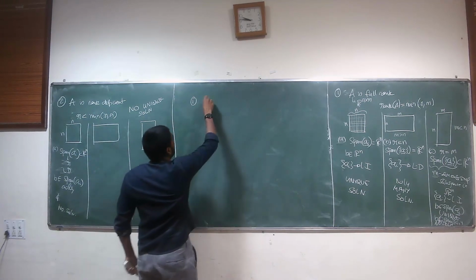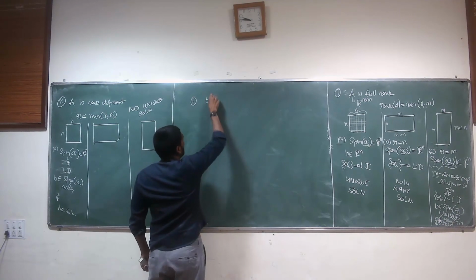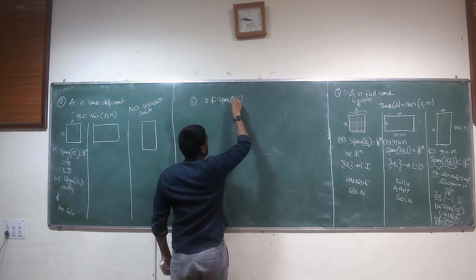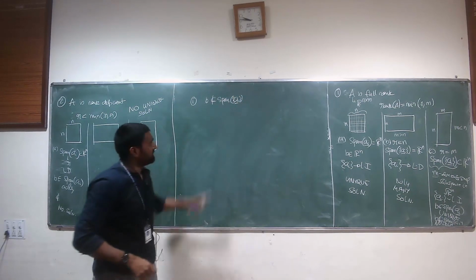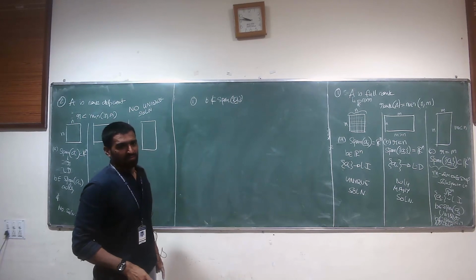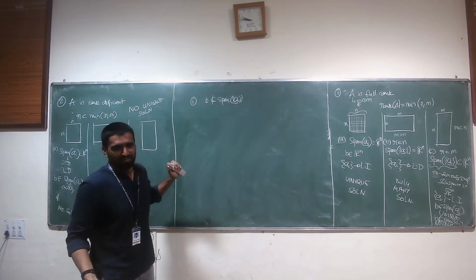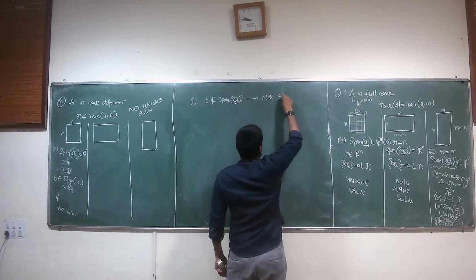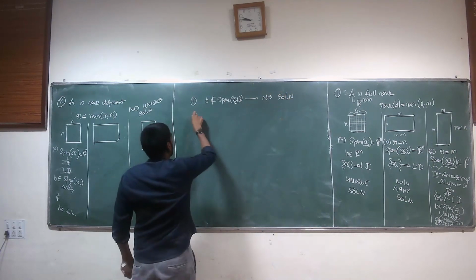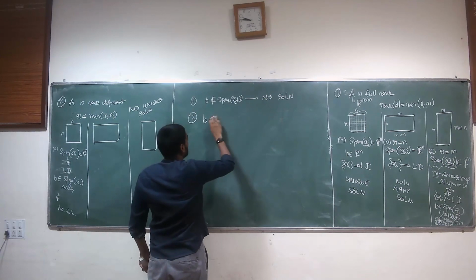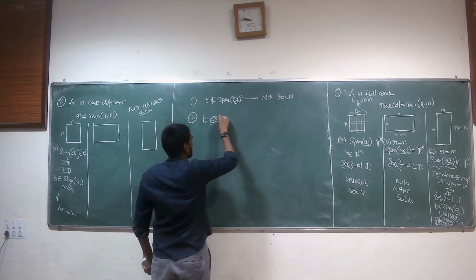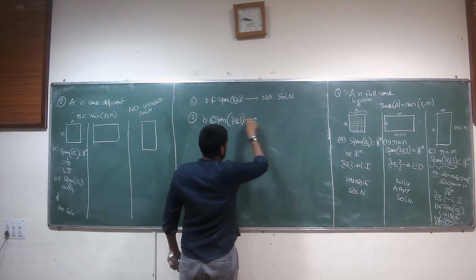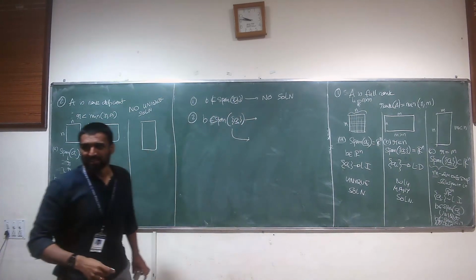If B does not belong to the span of the columns of A, then what? B is not in the span of the columns of A, so you cannot get it. So this is always no solution. Now let's say B is in the span. Then there are two cases. What are the two cases?